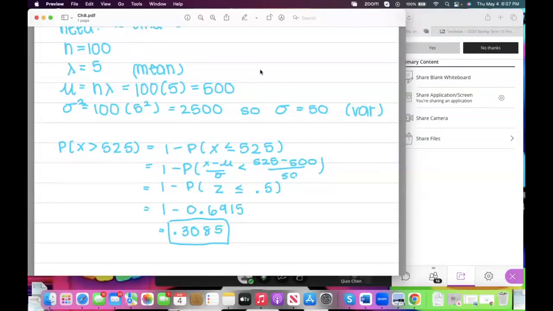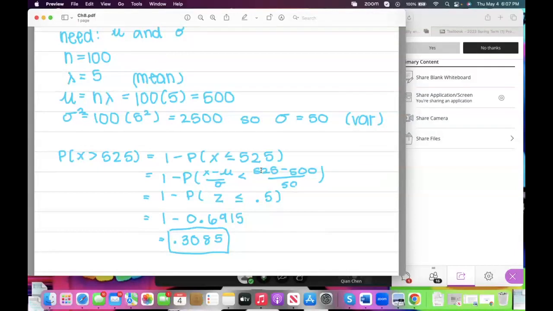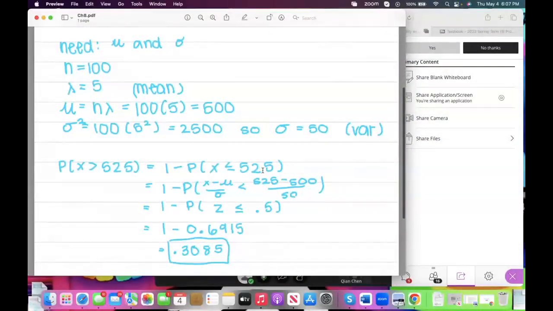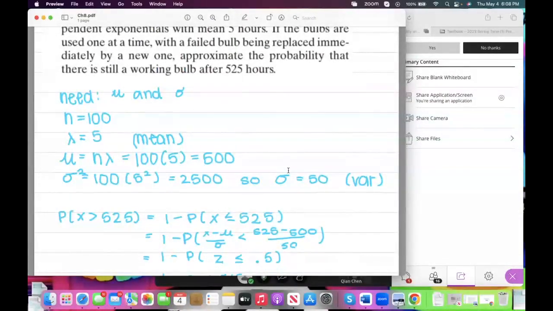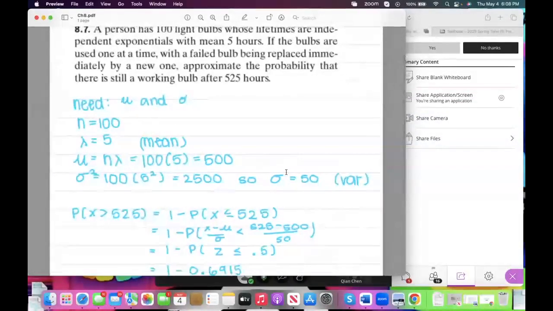And then I used what we learned in the textbook, which I do not know how to pronounce well, but it was like the Chebyshev inequality. So I used the total amount, which was 525 hours minus the 500, and then over the 50, which we got from doing the variance work above. And then that went down to 0.5. And then on the chart, it was 0.6915, but I knew I had to subtract from 1 because it's x more than 525, which got me 0.3085. So that means that there's like a 30% chance that there's still a working bulb after 525 hours, which is very interesting.